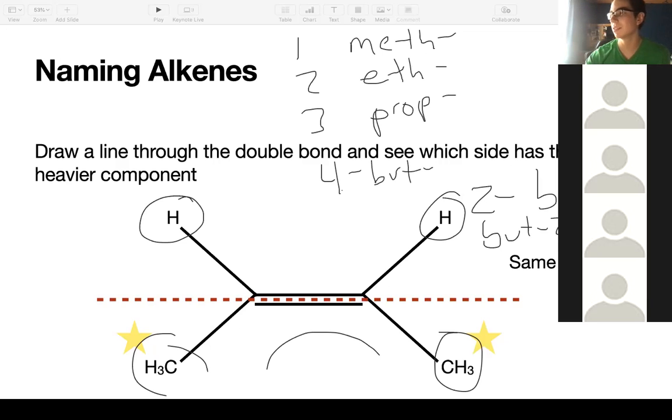And we know this is an alkene because of the presence of a double bond. So we would add ene to the end of it. And then we just have to write where the double bond is. So that would be where the 2 is. And then we just add cis to the beginning. Cis-2-butene. Does that make sense? Any questions on this method? Okay, yeah, I got it.